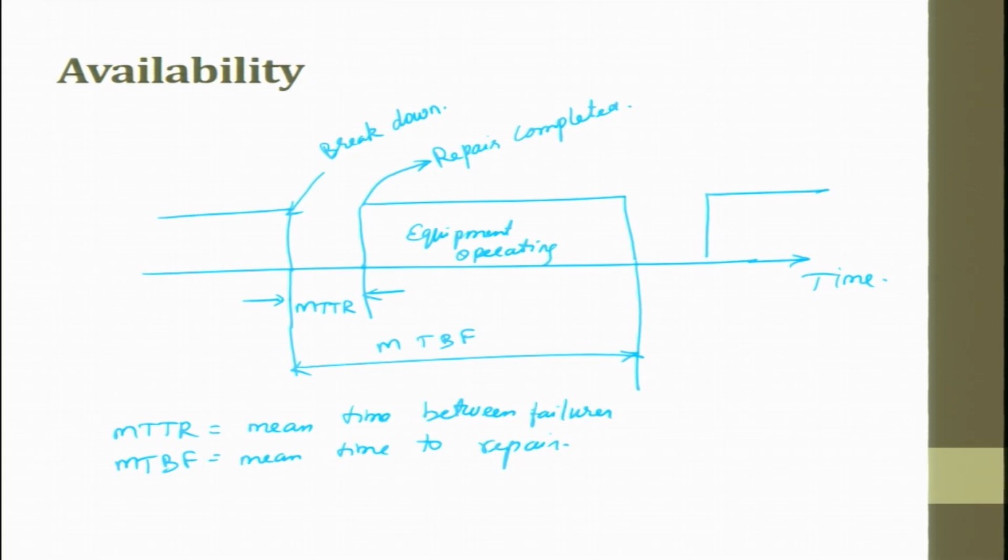With this, what we are trying to do is explain to you what availability is: breakdown, repair, MTBF, mean time between failures, and MTTR, mean time to repair. Next time.